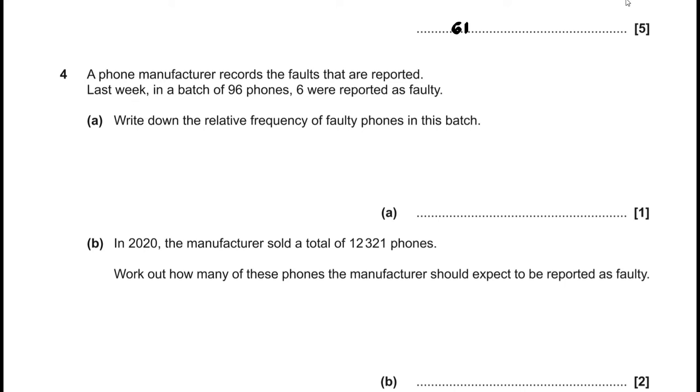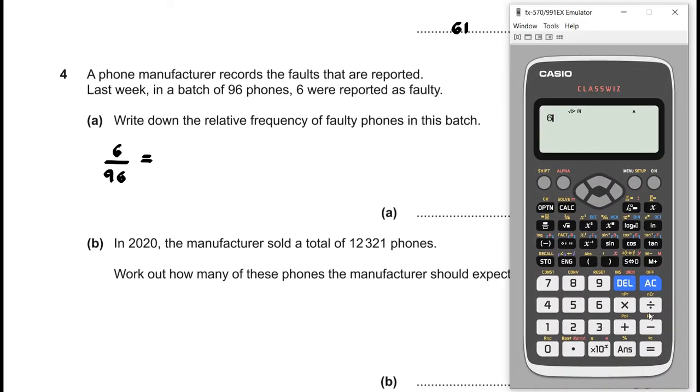Question number 4. A phone manufacturer records the faults that are reported. Last week, in a batch of 96 phones, 6 were reported as faulty. For part A, we have to write down the relative frequency of faulty phones in this batch. Well, out of 96, only 6 are faulty. So 6 divided by 96 is the same as 1 over 16, which is the same as 0.0625.